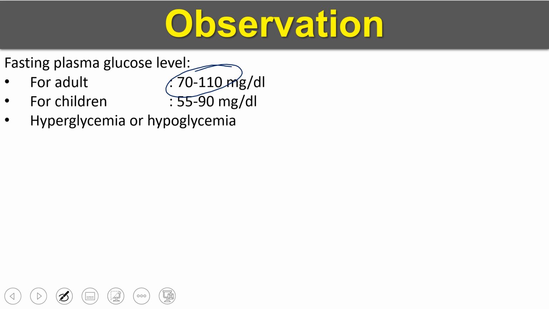Whenever you have a high glucose level, more than 110, or less than 70 mg per dl, we are going to call it hyperglycemia or hypoglycemia. Hyperglycemia is when the glucose level is more than the normal value, that is more than 110 mg per dl, and hypoglycemia is when the glucose level is less than 70 mg per dl. There can be many reasons for hyperglycemia and hypoglycemia.